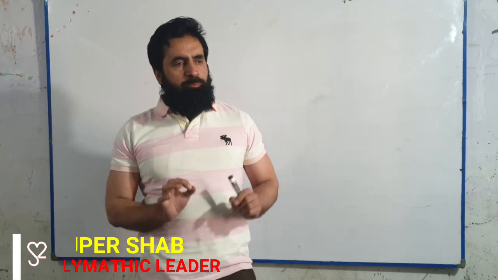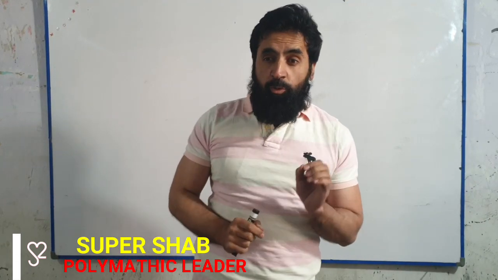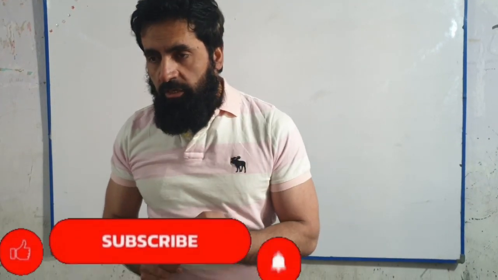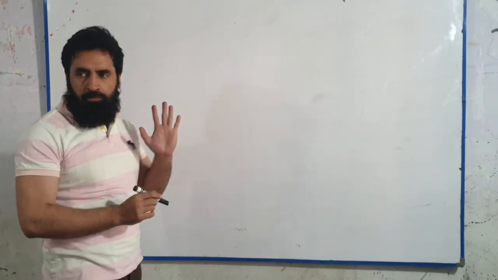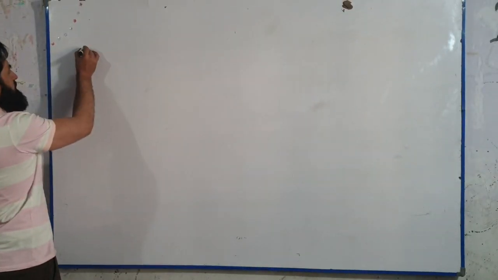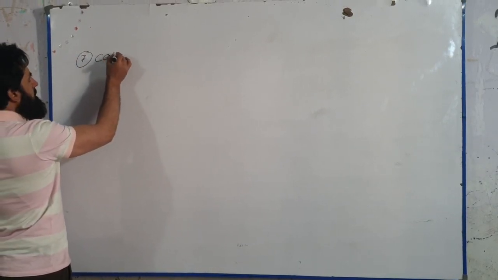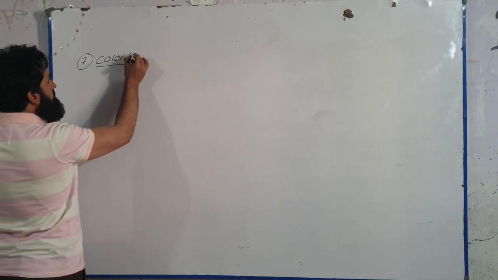So we did the 6 punctuation marks, and the last one was what? Quotation marks or inverted commas. Now come towards the 7th punctuation mark, that is colon. The 7th punctuation mark, that is colon.